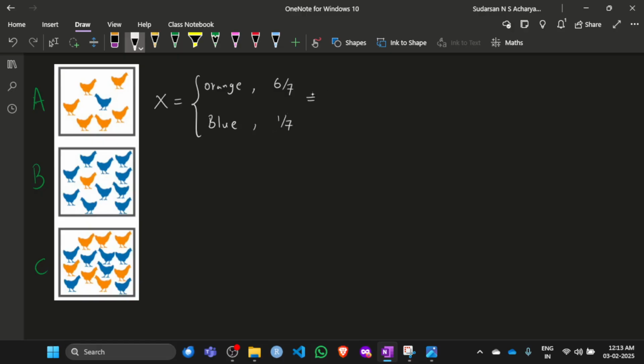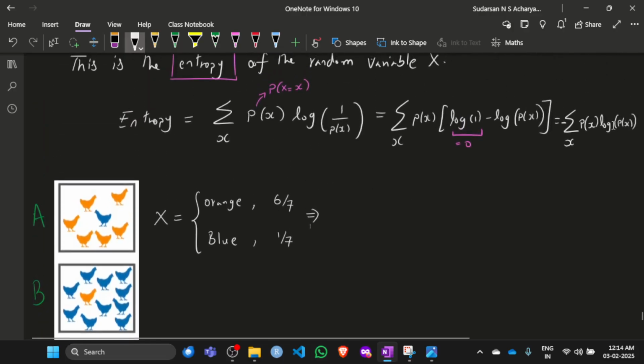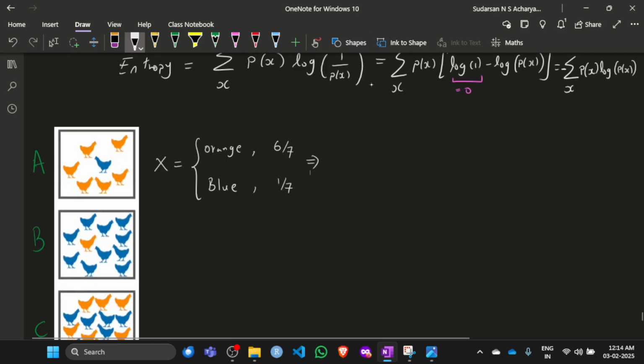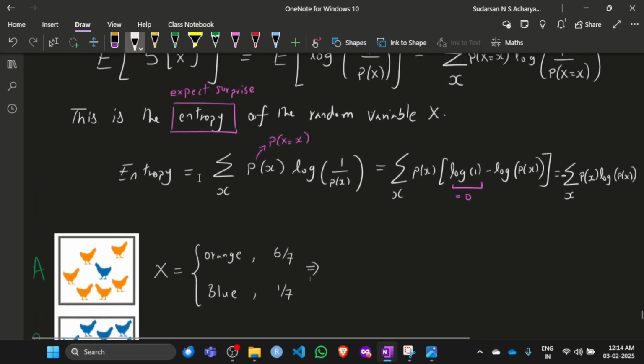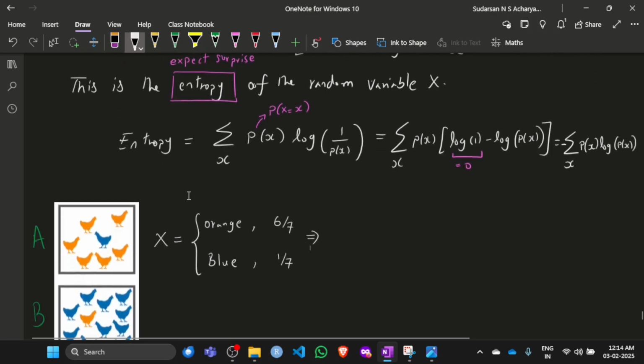So what is the entropy associated with this random variable? If you put in the definition, what's the definition? The sum over all possible values that x can take, the probability that x takes the value times the log of the probability that x takes the value, right? This definition is what we're going to look at.